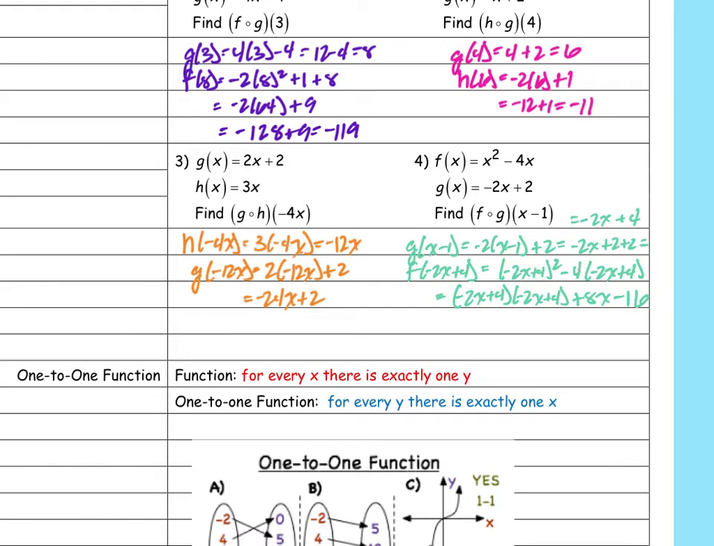And then if I distribute, I'm going to get 4x squared minus 8x minus 8x plus 16 plus 8x minus 16. So if I combine all my like terms together, we should get 4x squared minus 8x.